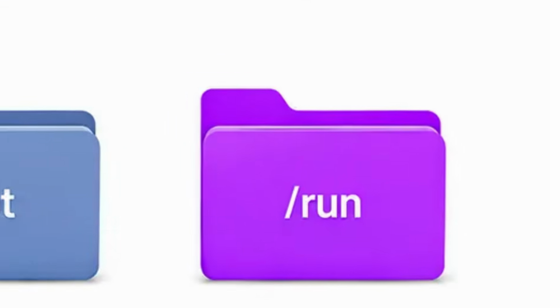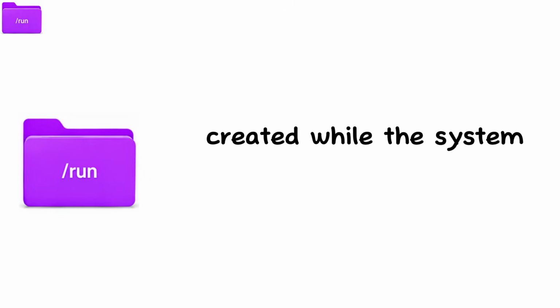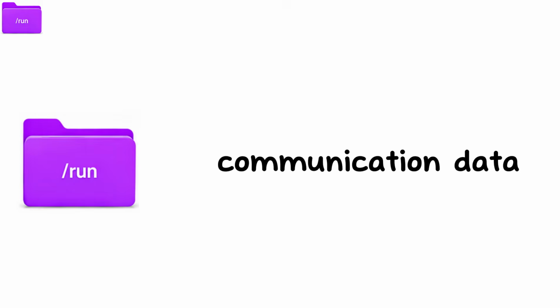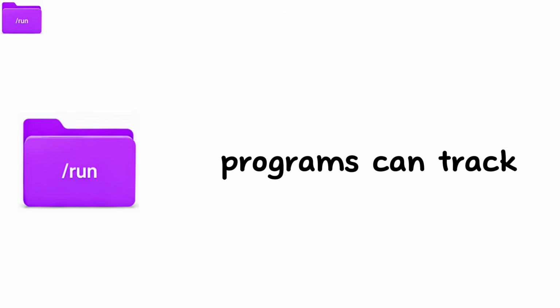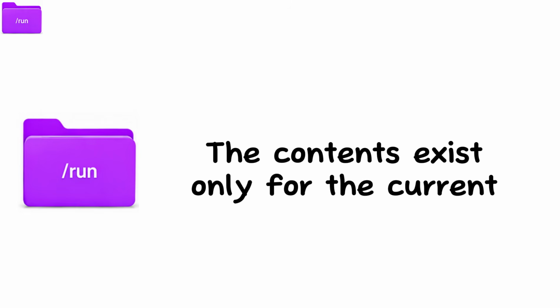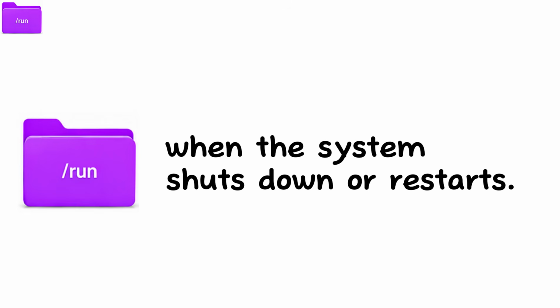Run directory. This directory stores temporary runtime data created while the system is actively running. Services place process IDs, sockets, lock files, and communication data here so programs can track active processes and interact with each other. The contents exist only for the current boot session and are cleared automatically when the system shuts down or restarts.